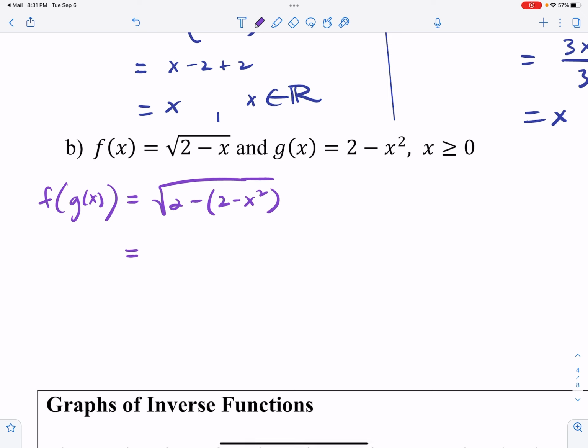So thinking about distributing that negative, those 2's can cancel, so we'll have the square root of x squared, which we can simplify down to x. But over all real numbers, this would actually simplify to be absolute value of x, right? Because x could be positive or negative since it's being squared. But this is true for x greater than or equal to 0. That's important.